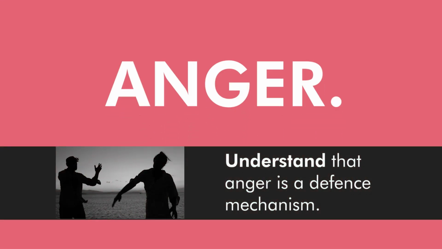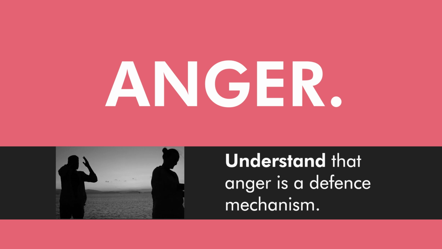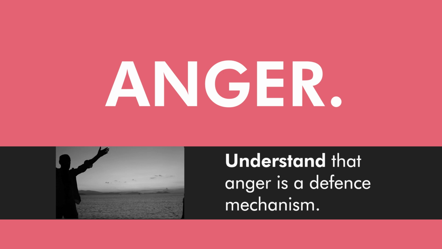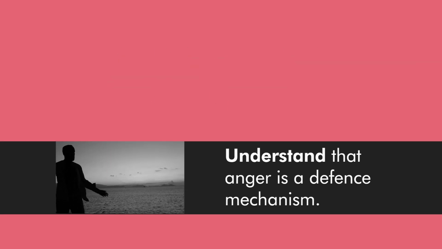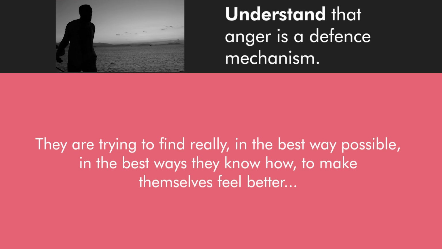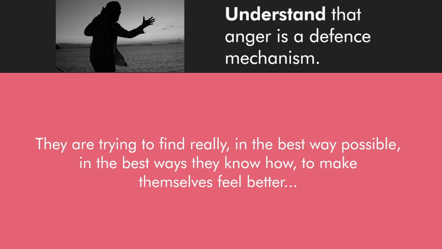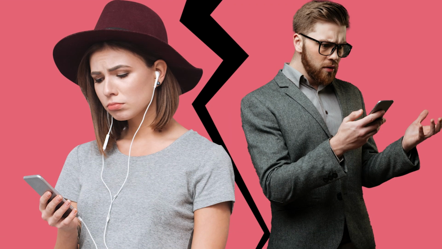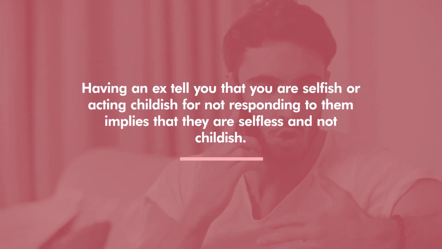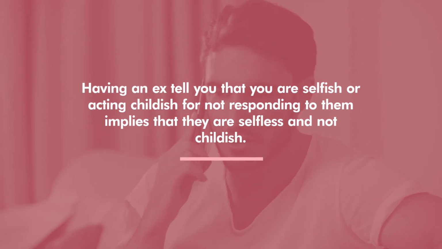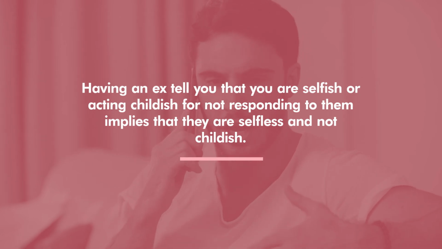Understand that anger is a defense mechanism. It's the result of being upset or sad or feeling shame over not getting something that your ex really wants. In this particular case, they're trying to find, in the best ways they know how, to make themselves feel better and to tell themselves that they're not wrong. But we know they are wrong. Otherwise, a breakup wouldn't have happened, right? So having an ex tell you that you're selfish or acting childish for not responding to them implies that they are selfless and they are not childish.